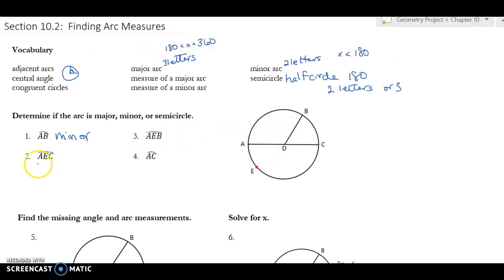A to E to C. So A, to get to E fastest, I go here, and then I go here. And what I've just done is halfway around the circle, so that is a semicircle. All right, let's change different colors instead of erasing. Now I'm going to go from A to E all the way to B. And if you notice, I just passed my halfway point. So what I just did there is I just made a major arc.